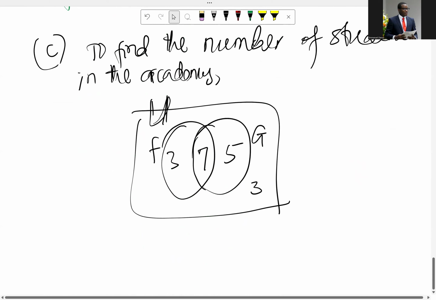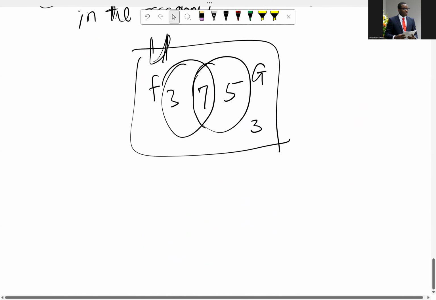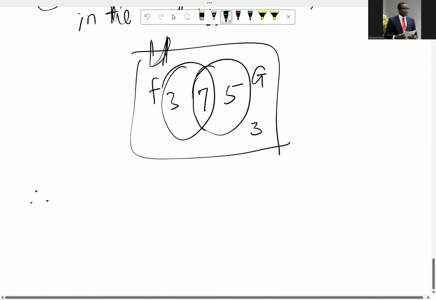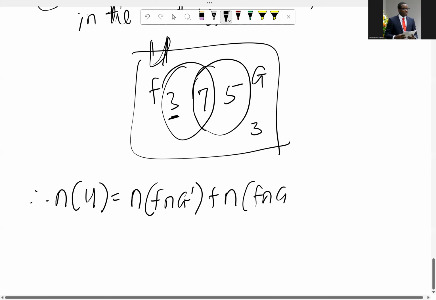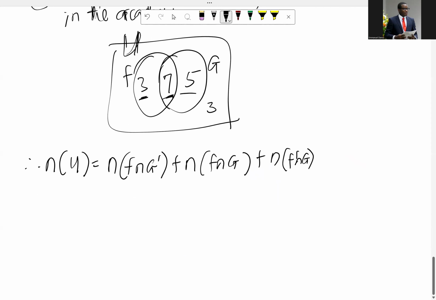So to find the cardinality of the universal set, easily the cardinality of the universal set is the cardinality of every region represented right now. So the cardinality of the universal set is equal to the cardinality of F intersection G prime, that is those who play flute only, plus the cardinality of those who play both, that's F intersection G, that's this region, plus the cardinality of F prime intersection G, that is those who play the guitar only. And finally, you have the cardinality of F union G all prime.